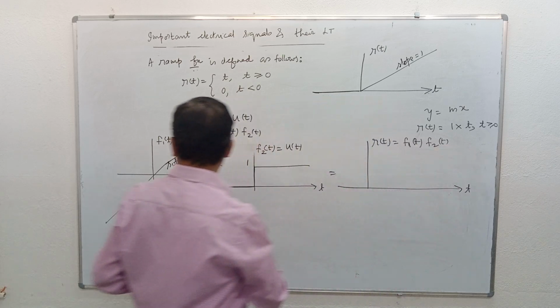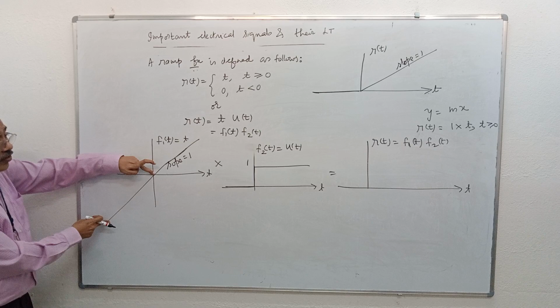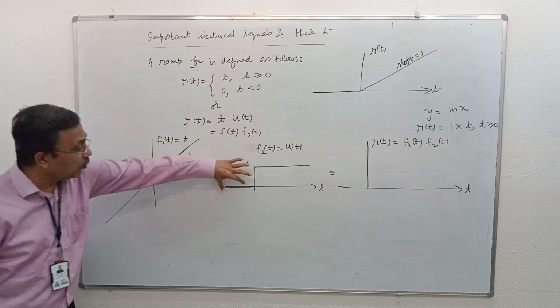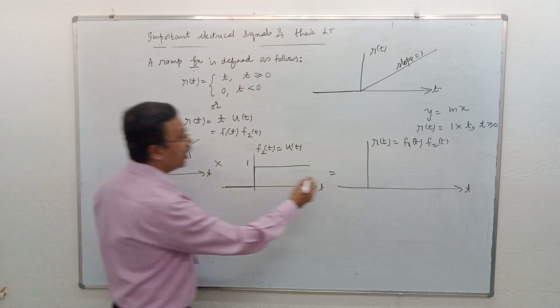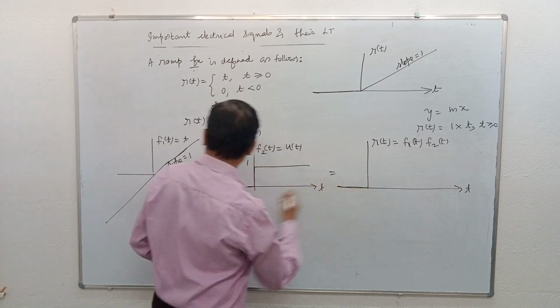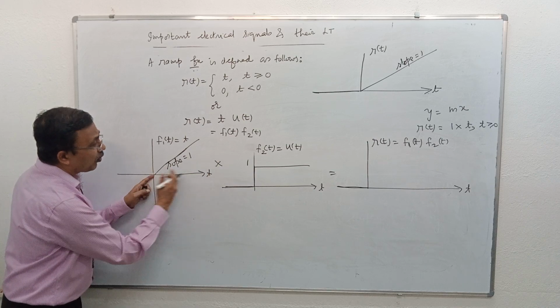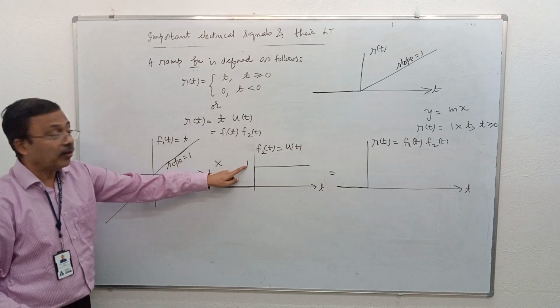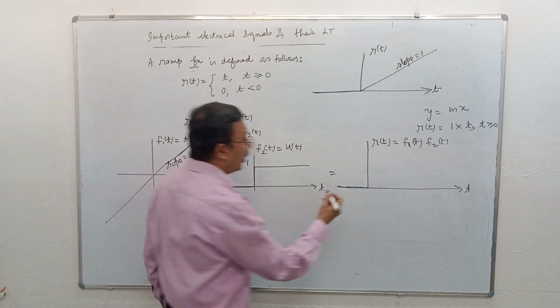Please watch. This part of the straight line, present for t less than 0, gets multiplied by 0. Therefore, this straight line becomes 0 in the expression for r of t. This part of the straight line, present for positive time, gets multiplied by 1. That means t gets multiplied by 1. So it remains t only.